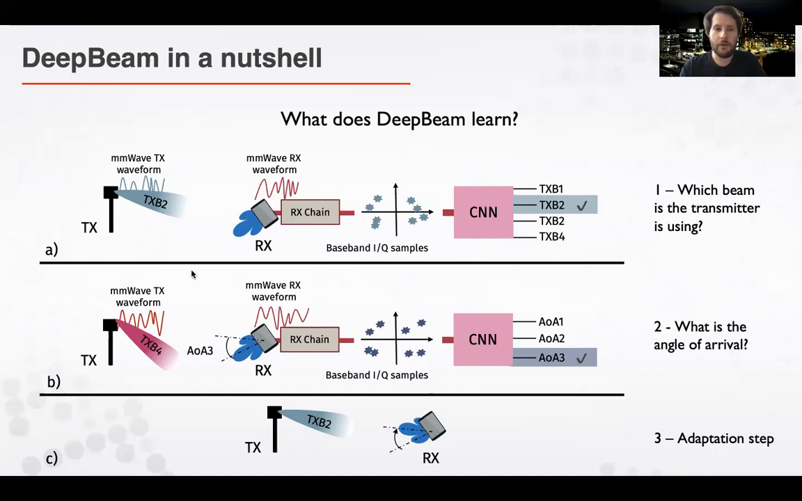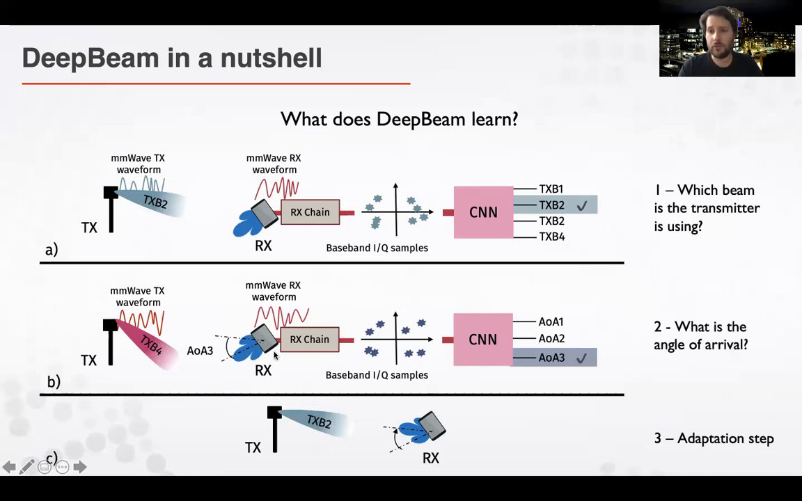So what does DeepBeam learn? DeepBeam exploits basically over-the-air ongoing transmissions. So in this example, you see the transmitted waveform that is received here, goes through the receiver chain, and basically DeepBeam taps into the IQ samples that are processed by the receiver chain. So you have complex IQ samples on the IQ plane, which are fed into a couple of convolutional neural networks. And the first thing that DeepBeam learns is which beam is being used by the transmitter. At the same time, in parallel, another convolutional neural network identifies what is the angle of arrival of the signal on the phased array of DeepBeam.